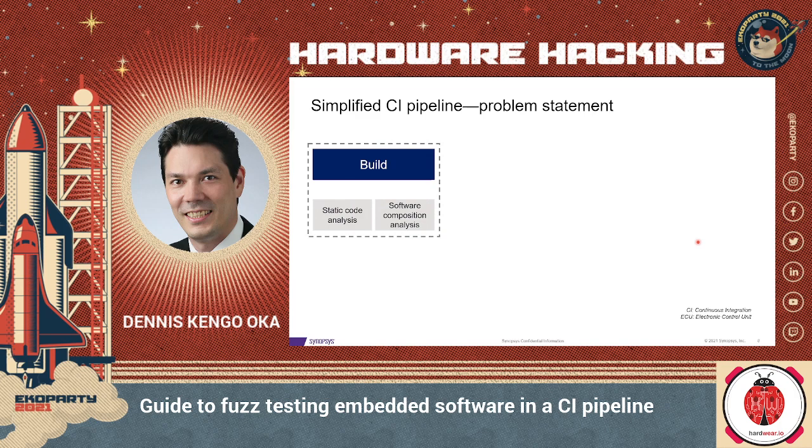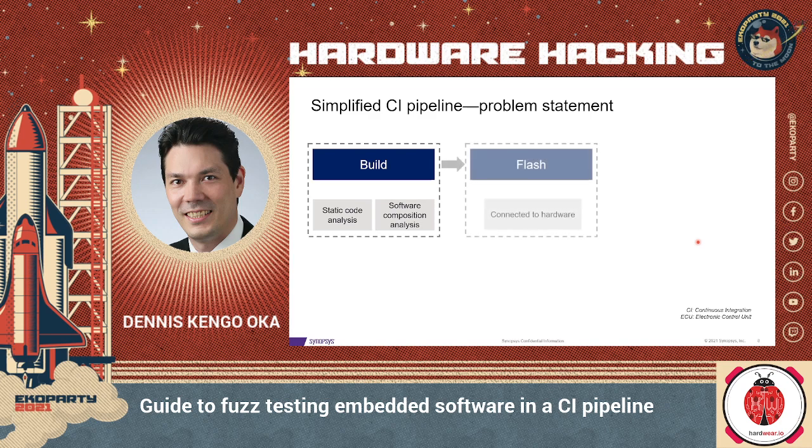Let's take a look at a simplified CI pipeline and try to understand the problem of trying to include fuzz testing as part of the pipeline. As a first step, we see here on the left-hand side, we have our build step. In this step, we can use various solutions, such as static code analysis and software composition analysis, that can process the source code as it is.